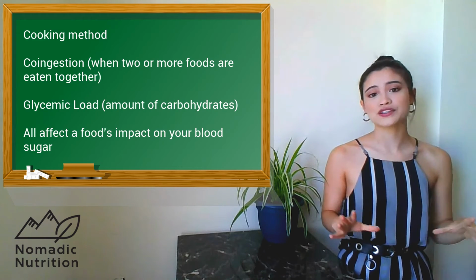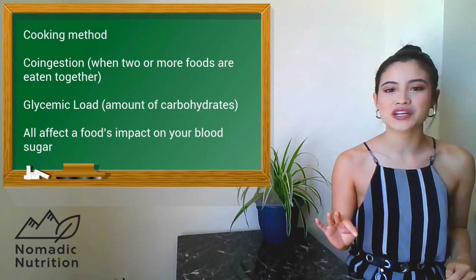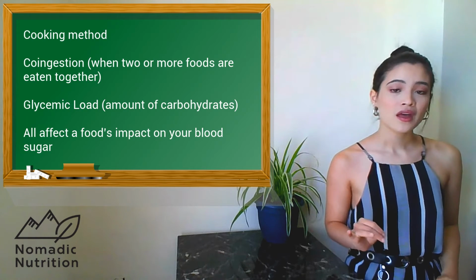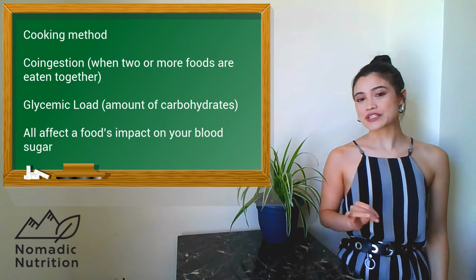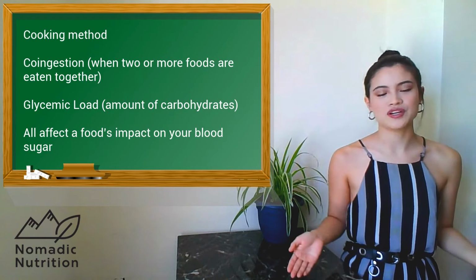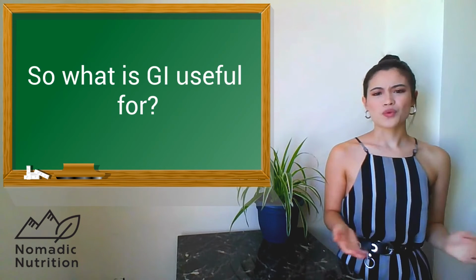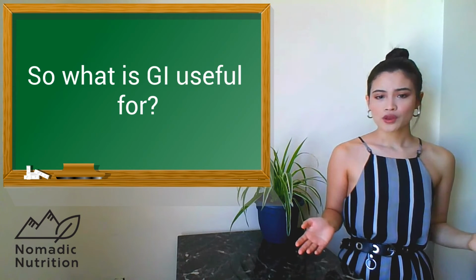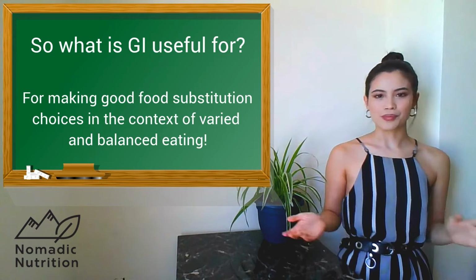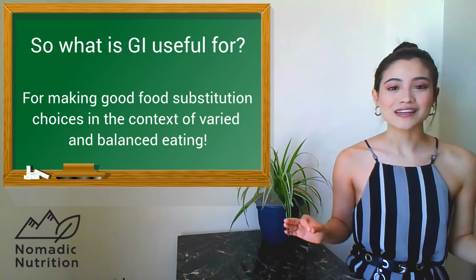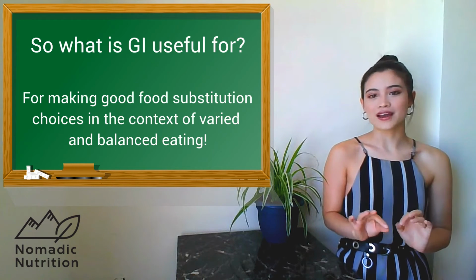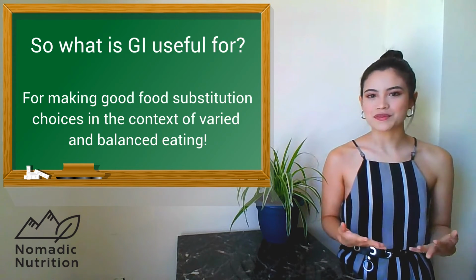Several factors, including cooking method, co-ingestion, and glycemic load, affect a food's impact on your blood sugar. So because of this, GI values can be unreliable when used in isolation, especially if you're not pre-diabetic or diabetic. So what is GI useful for? For making good food substitution choices in the context of varied and balanced eating, i.e. oats versus cornflakes, grainy versus white bread or rice, and cauliflower instead of potatoes.